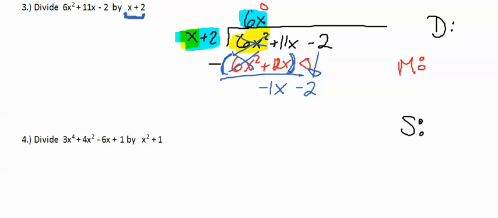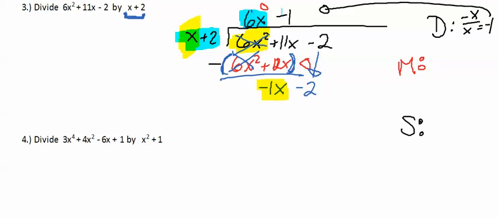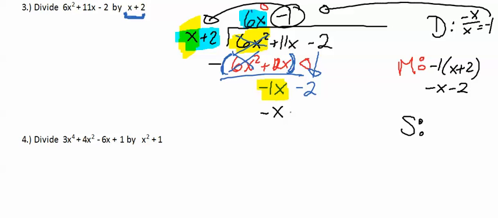I will divide negative 1x by x, and I'm left with negative 1. The negative 1 goes on top, and then what we're going to do is multiply. We'll multiply the negative 1 times the x plus 2, and I get negative x minus 2, and that goes down here. And then finally what we're going to do is subtract.